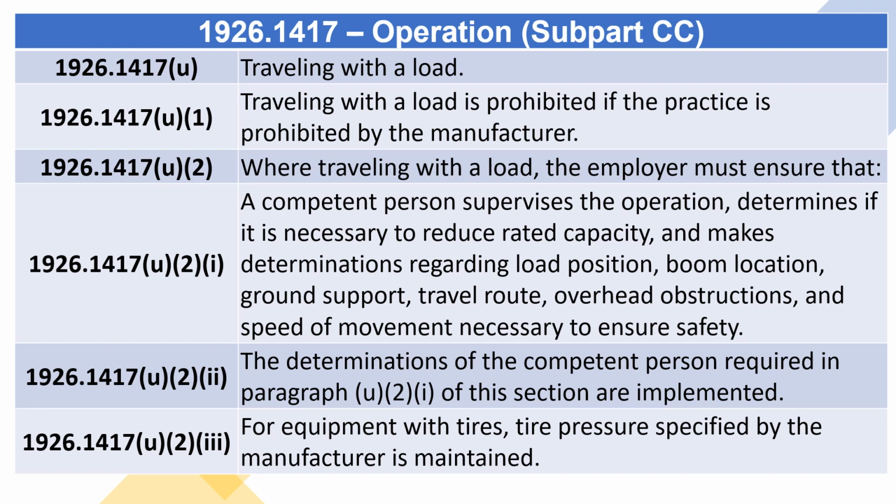A competent person supervises the operation, determines if it is necessary to reduce rated capacity, and makes determinations regarding load position, boom location, ground support, travel route, overhead obstructions, and speed of movement necessary to ensure safety. The determinations of the competent person required in paragraph U2I of this section are implemented. For equipment with tires, tire pressure specified by the manufacturer is maintained.